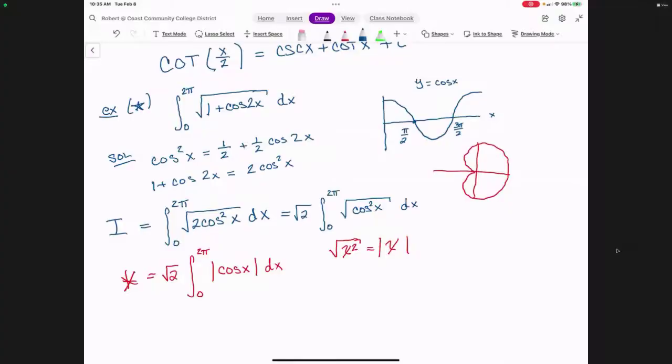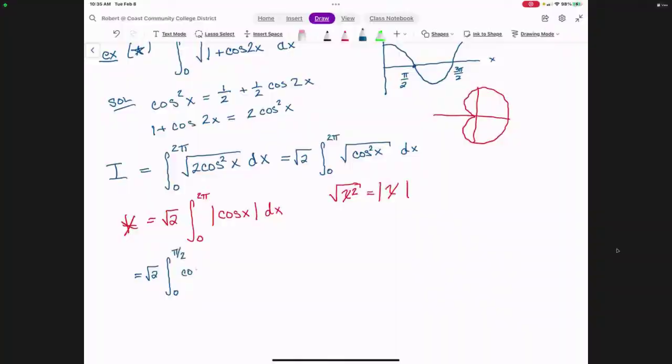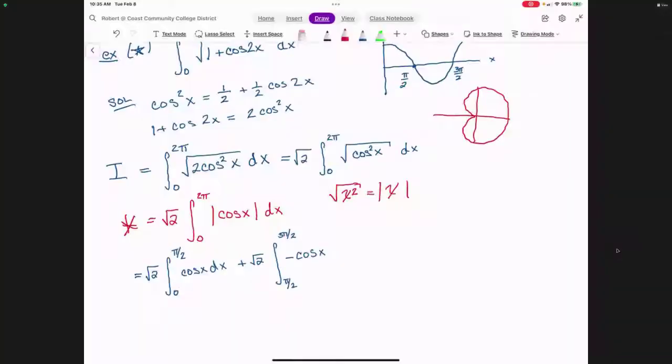Okay, so what we have to do in a situation like this, when we have bounds, is we have to separate it up into where it's positive: 0 to pi over 2 of cosine x dx, and then plus the square root of 2 from pi over 2 to 3 pi over 2 of negative cosine x, because cosine is negative in this region right here, right? And then it's dx.